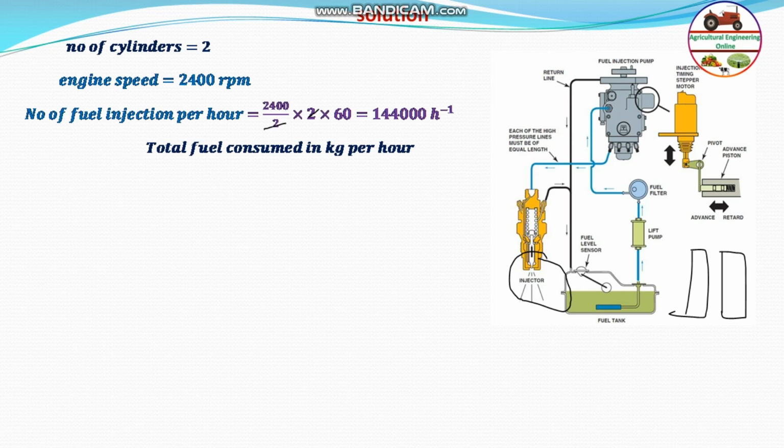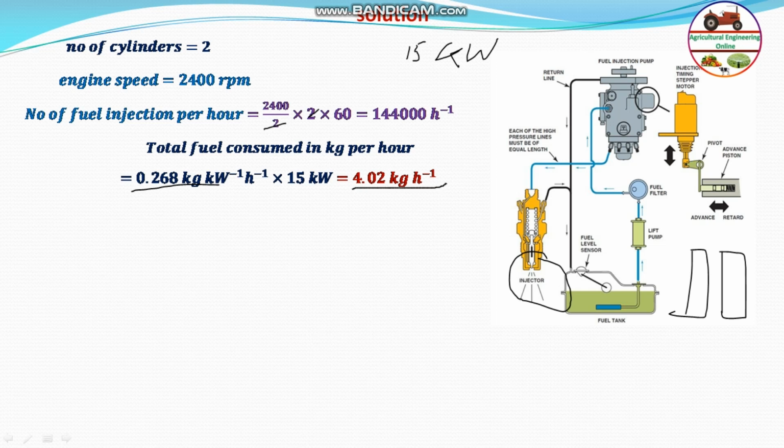Now the total fuel consumption in 1 hour we can calculate on the basis of volume or on the basis of weight. In this case the specific fuel consumption is given, that is 0.268 kg per kilowatt per hour, and the engine power is 15 kilowatt. So for each kilowatt there will be 0.268 kg per hour consumption, and for 15 kilowatt there will be 4.02 kg per hour. This is the fuel consumption by the engine.